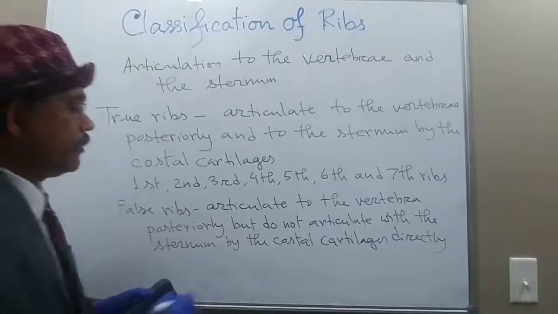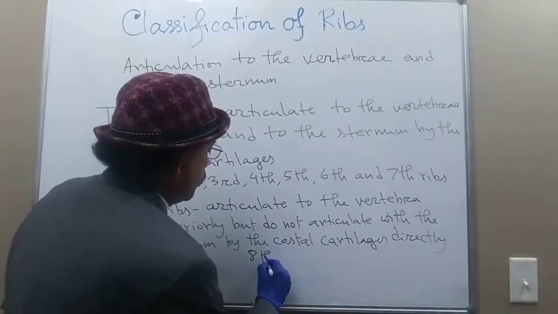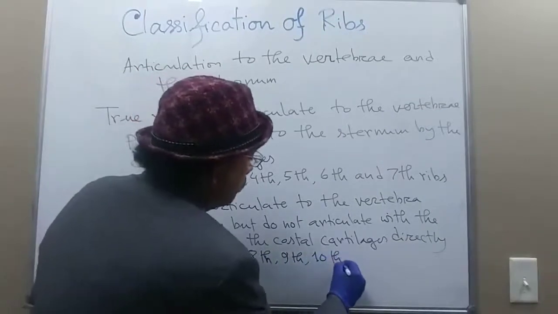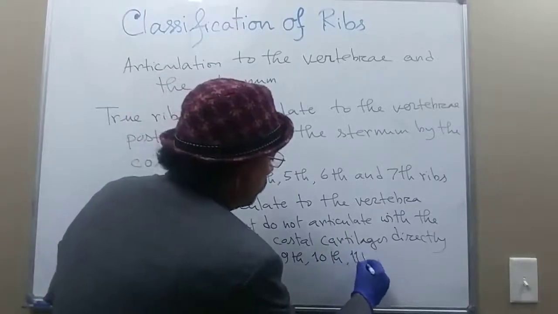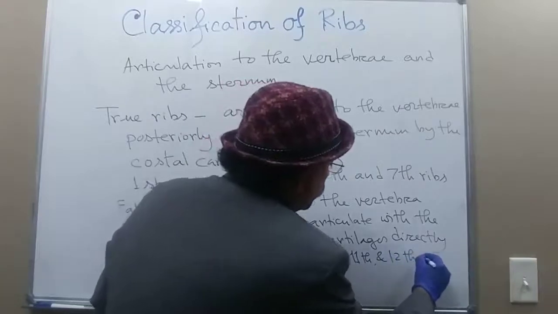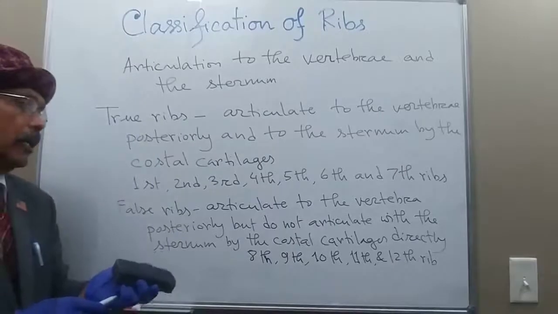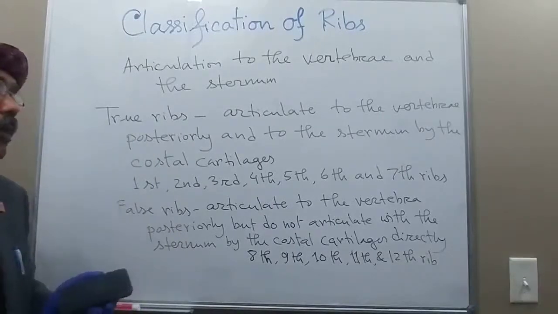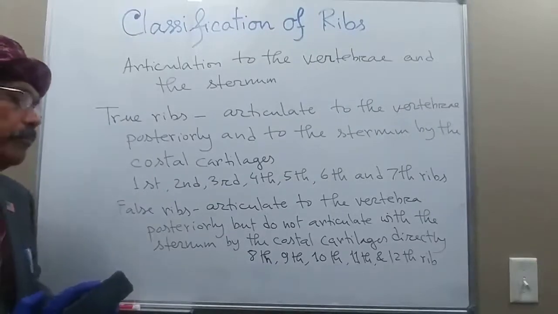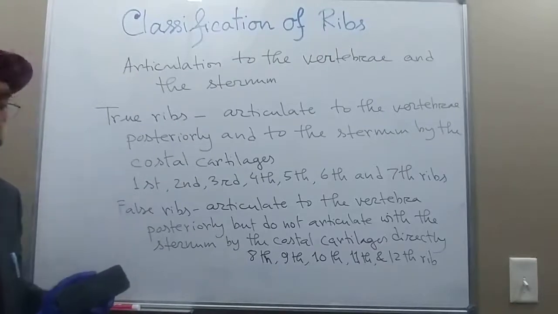So what are the false ribs? 8th rib, 9th rib, 10th rib, 11th rib and 12th rib. So these are the false ribs. They articulate to the vertebra posteriorly but they do not articulate with the sternum by the costal cartilages directly.